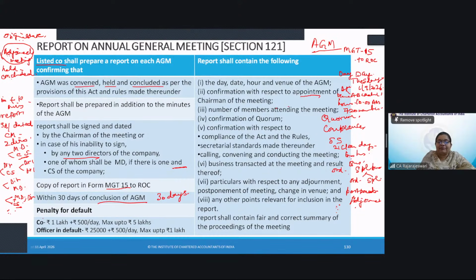Now, if there is a violation and the company has not complied, then there is a penalty. The company is liable to a penalty of 1 lakh, and for a continuing default, 500 per day, which may extend up to a maximum of 5 lakhs. For the officer in default, it is 25,000 plus 500 per day for continuing default, up to a maximum of 1 lakh. This is the penalty for default in not giving a report of the annual general meeting to the ROC. That is the concept.